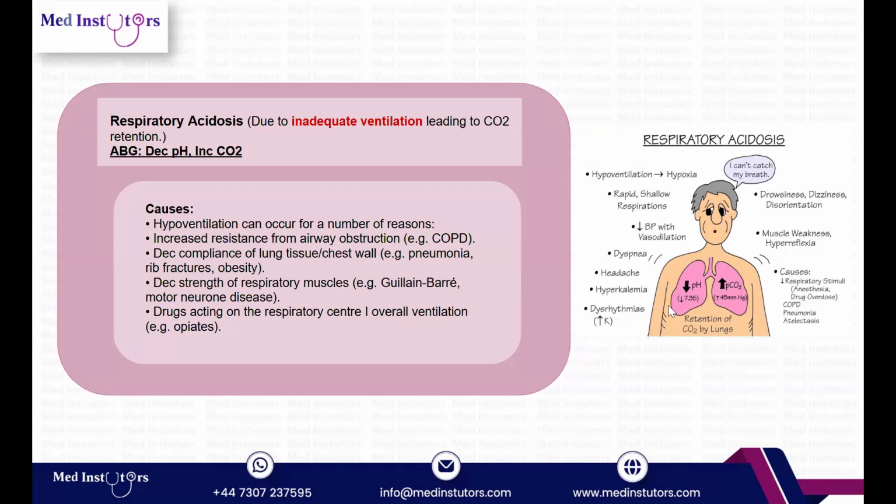And here you can see the symptomatology. The patient may have muscle weakness, hyperreflexia, drowsiness, disorientation, rapid shallow respiration. BP could be reduced, dyspnea, headache, hyperkalemia, and dysarthrias. And here you can see the pH is less than 7.35 and the partial pressure of carbon dioxide is more than 45 millimeters of mercury. And it is due to retention of carbon dioxide by the lungs.